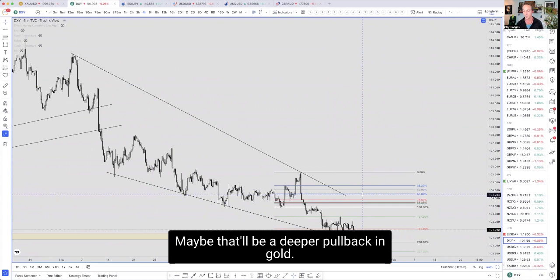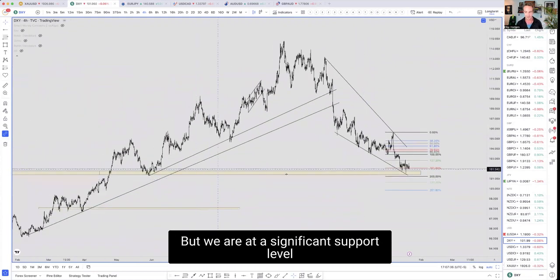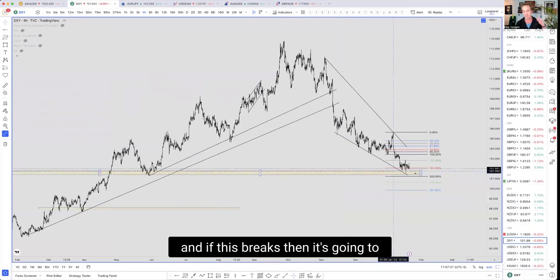Maybe that'll be a deeper pullback in gold. But we are at a significant support level, and if this breaks, then it's going to be super, super, super bearish for the dollar.